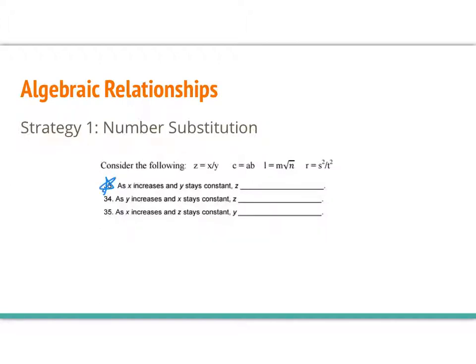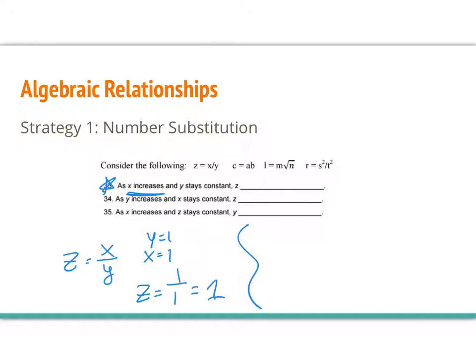So let's look at this first problem. As x increases, y stays constant. What's going to happen to z? So let's write this out. z equals x over y. So we're increasing x. That's going to be our important thing. For number substitution, I choose a number for each. Whichever one stays constant, I'm going to make 1. And for our first one, we are also going to make x 1. This is like our comparison. So I have z equals 1 over 1, which is 1.